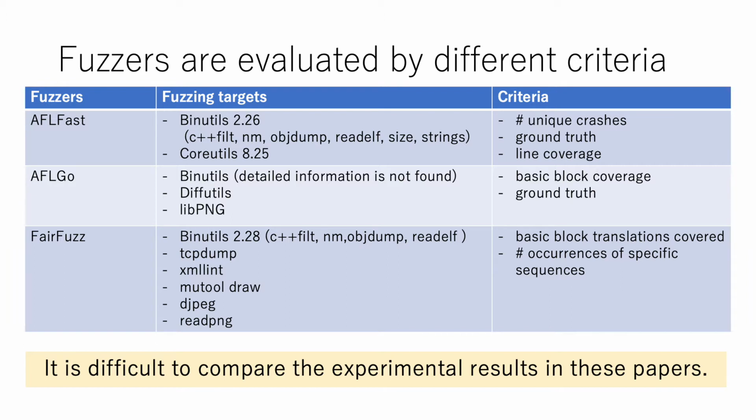The evaluation of AFLFast uses binutils 2.26. However, the evaluation of FairFuzz uses a different version of binutils, 2.28. Also, the evaluation of AFLFast uses unique crash, ground truth, and line coverage as evaluation criteria. However, the evaluation of AFLGo uses basic block coverage and ground truth as evaluation criteria. Therefore, it is difficult to compare experimental results according to these papers.